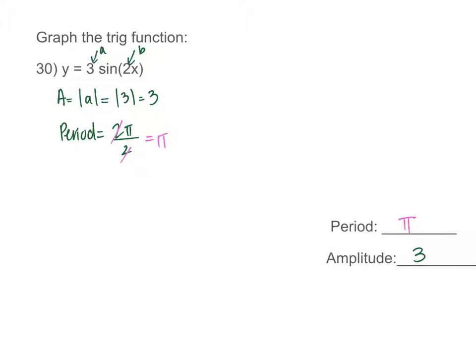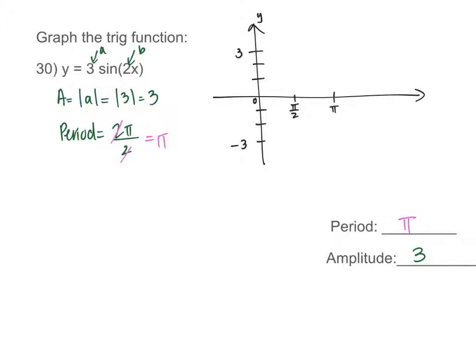And if I were to make my graph here, I know that my y-axis is now going to have a maximum of 3 and a minimum of -3. And it needs to go to at least pi. So I'm going to make sure I stretch out to pi. This will be 3 pi over 4, and this will be pi over 4.